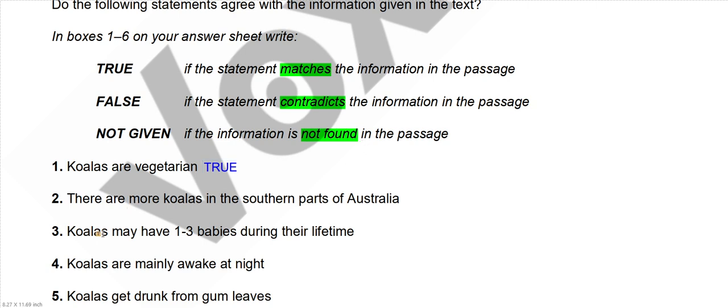Next question: there are more koalas in the southern parts of Australia. When will the answer be true? When numbers are given, something like that, and it is written that in the southern part of Australia the number of koalas is more than in other parts of Australia. When will it be false? When the number in the southern part is less than or equal to other parts of Australia. And when will it be not given? When we don't have any information about the numbers or in which part they are found, something like that.